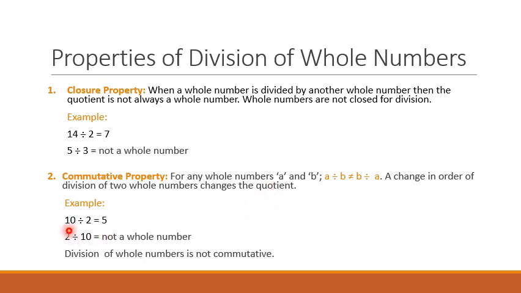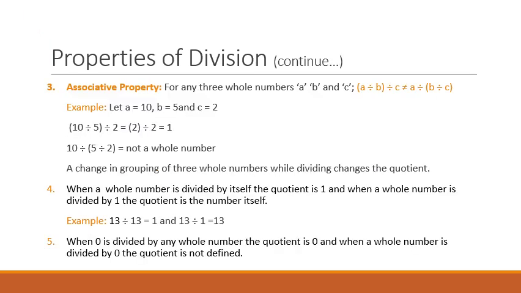If I write 10 divided by 2, then quotient is 5. But if I write 2 divided by 10, I have interchanged the divisor and the dividend. The answer is again not a whole number. It is a fraction or a decimal. So that's why we can say division of whole numbers is not commutative. Let's see few more properties of division.